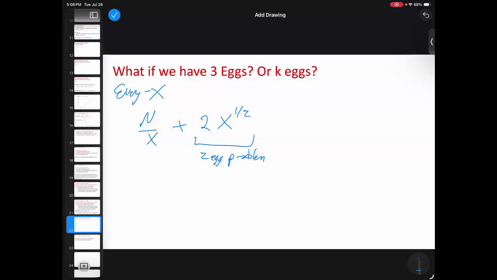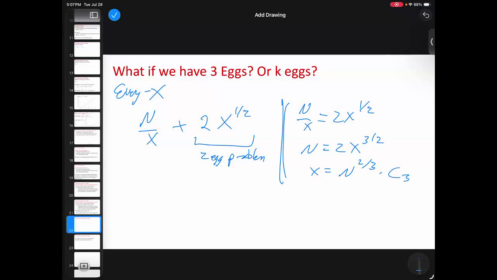Yes. Yeah. So if we set n over x equal to 2x to the 1/2, then we would get n equals 2x to the 3/2. So x is equal to n to the 2/3, and I'll call it C3, where that's just some constant. That's why we have the constant C3. So there is a computable constant there. It's probably going to be 1/2 over here, take the 2/3 root of 1/2. But that matters a little bit.